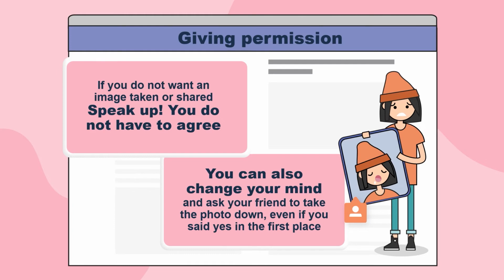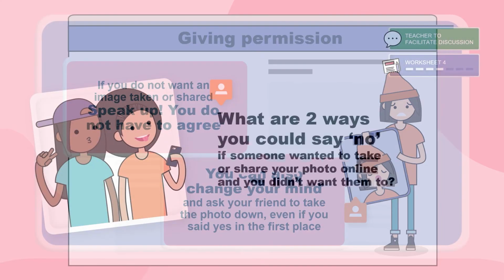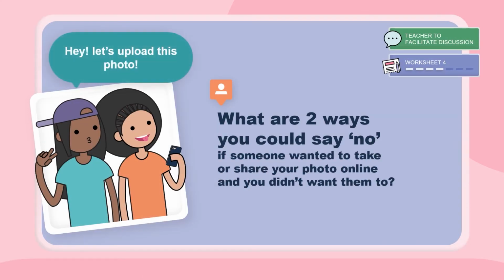It can be really hard to say no to someone, and we hope this exercise will help you to find the words to use when you need to. Now we're up to worksheet Activity 4. Can you think of 2 ways you could say no if someone wanted to take or share your photo and you didn't want them to? Your teacher might like to pause here so you can discuss and record your answers. And don't worry if you can't think of any ideas. We will share some of the answers that other students gave us in our live webinar, and you can use these if you like.